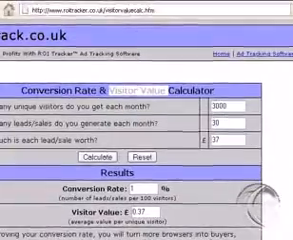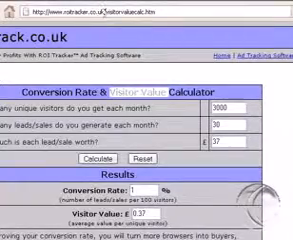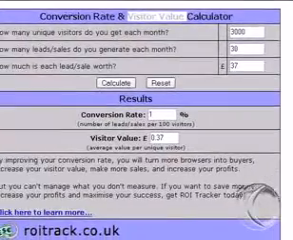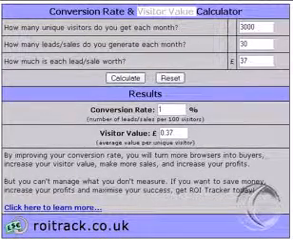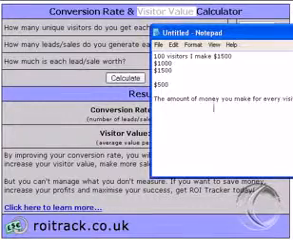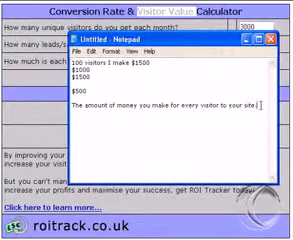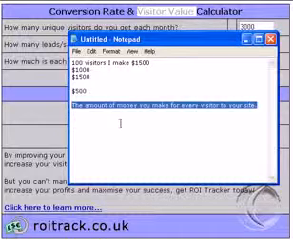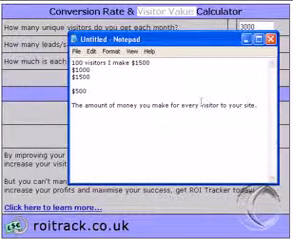And I'm here at this website, roitracker.co.uk, and there are other conversion and visitor value calculators online. You could just Google it. I just happened to find this one. But in this one, you can calculate your visitor value really easily. And basically visitor value is the amount of money that you make for every visitor that comes to your site. So you're averaging out your cost for your visitors, and then your revenue from your products, or your profit from your products, and you're figuring out your visitor value.